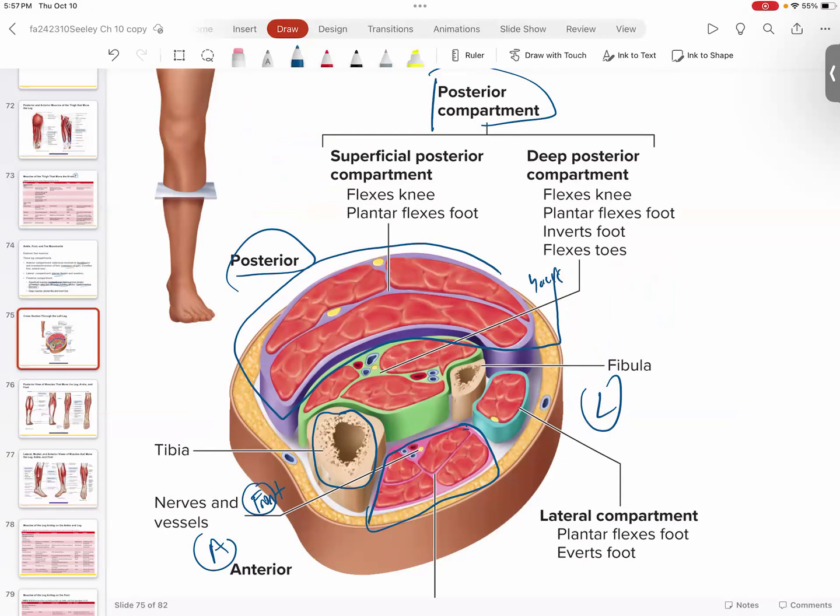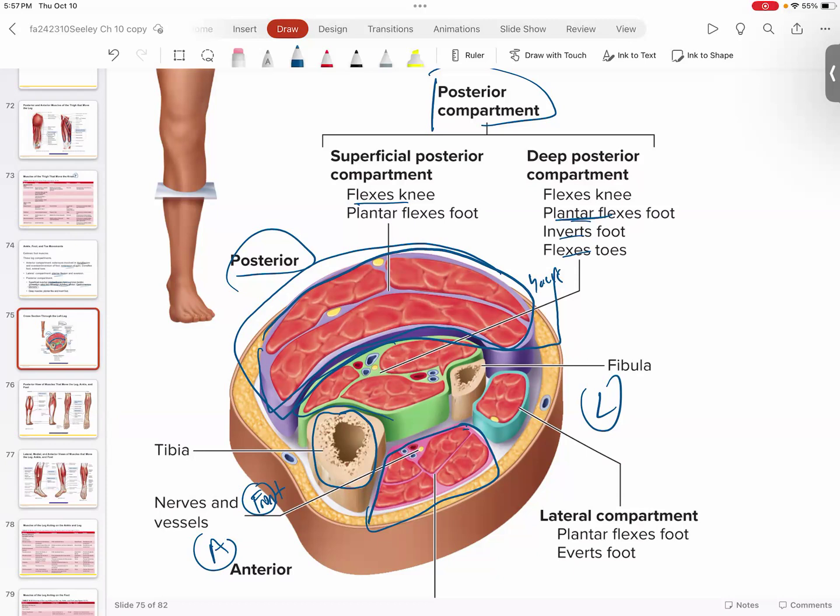So the superficial will flex the knee. So that's this piece here, which is this blue part. So they kind of put it in purple. So this purple part right here is your superficial posterior compartment. And then you have your deeper, which is in green. This is going to be the one that's responsible for knee flexion, plantar flexion, and inversion, eversion.